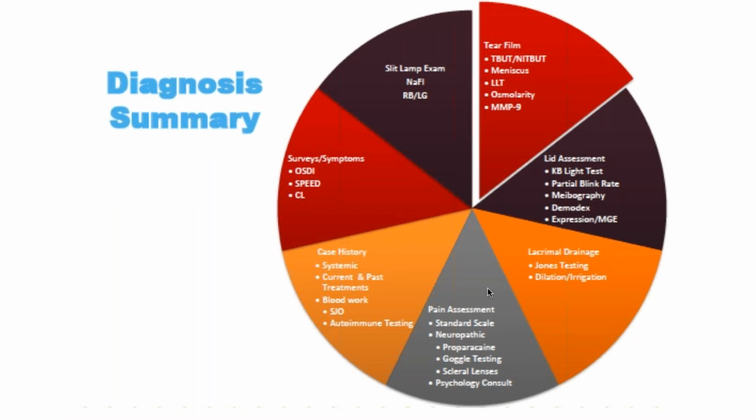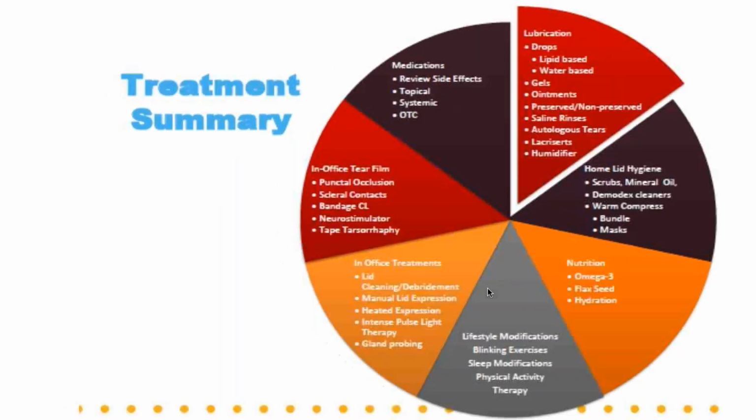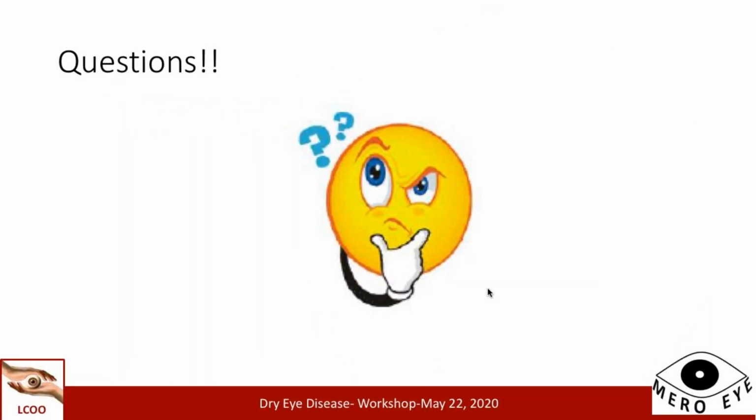So diagnosis summary, as I said, you can do multiple things. Treatment also, you need to devise multiple things. What works best is what you need to try, right? So I'll stop here for questions, and we can take up questions as they come.